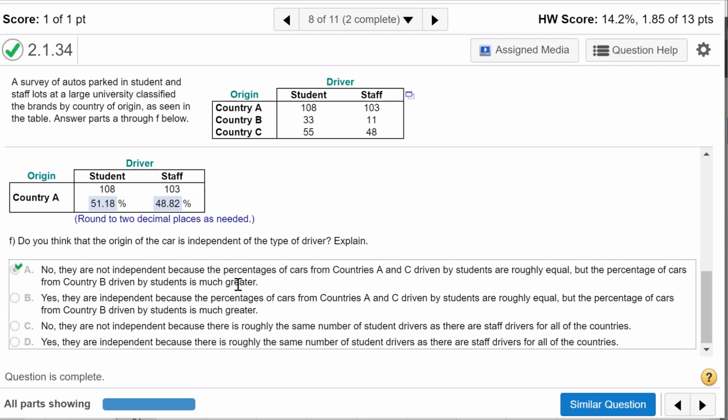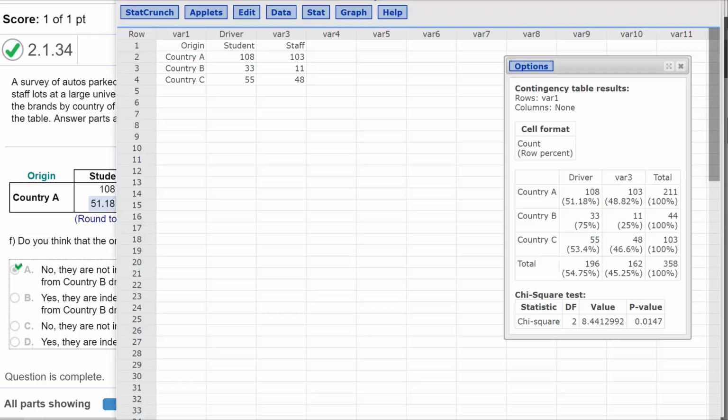If they're all roughly equal, and again, we'll define what that means later. We'll actually be able to put a statistic to that. But for now, just use your gut on that. These are pretty close relative to the percentages. The other one was 3 times that. So here we have 75% versus 25%. So 3 times as many relative drivers from country B were student drivers. So I hope that helps.